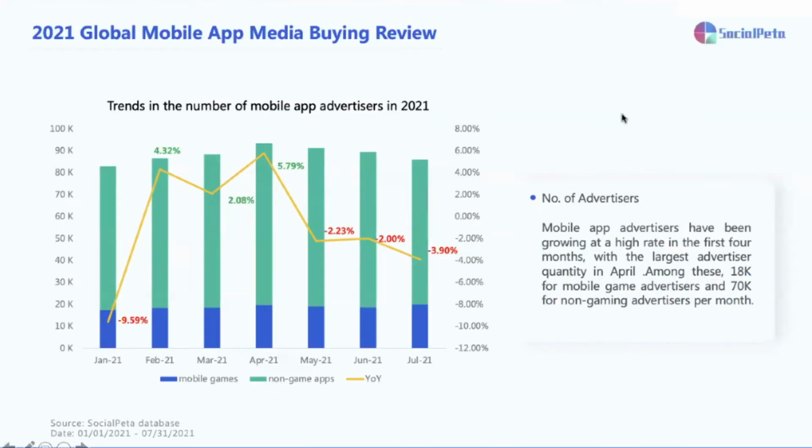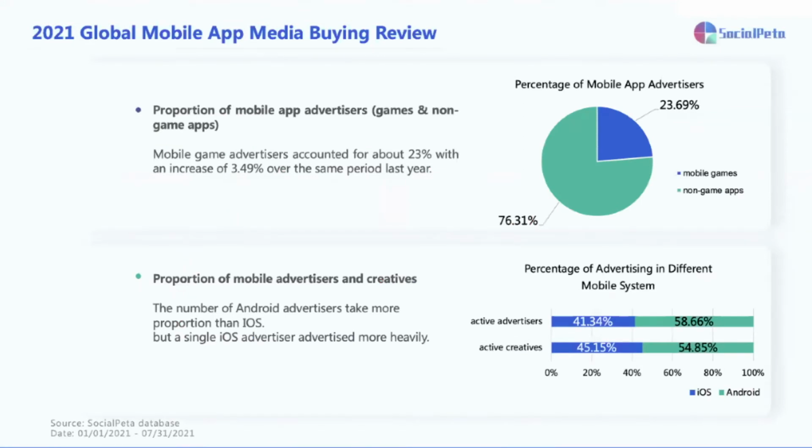Let's take a look. From the graph, we can see that the quantity of advertisers kept growing fast in the very first months of this year. So this means that on mobile advertising, the competition is still very fierce. And we see that the highest quantity happens in April this year. And from the pie chart above, we can see that among total advertisers, about 76% are non-gaming category, and about 23% of them are game categories.